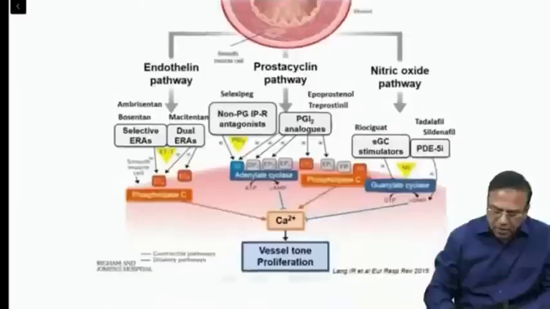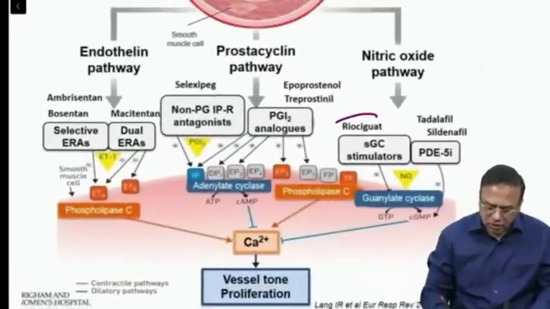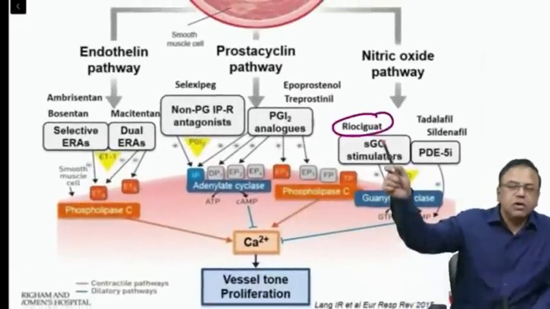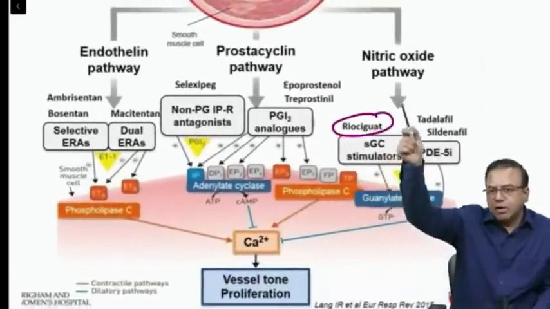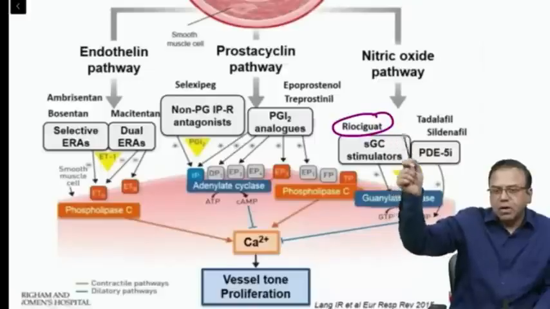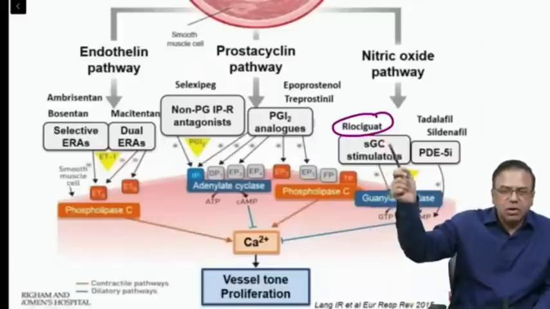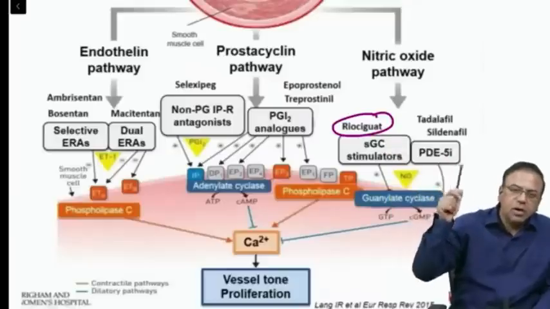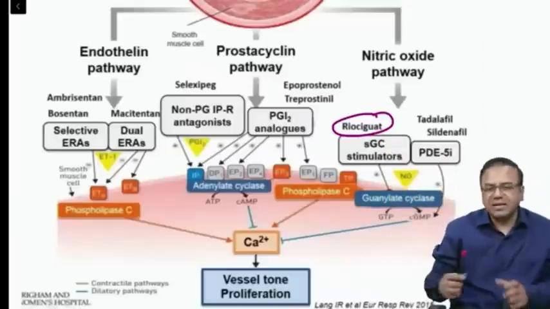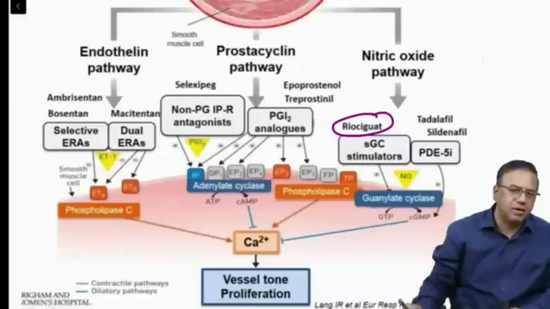If you look at the treatment, the only new drug that is supposed to be showing a lot of discussion is riociguat. It might be asked in the exam. It's working on the nitric oxide pathway. It is nothing but a soluble guanylate cyclase stimulator, riociguat. It is supposed to help in relaxing the vessel and reducing the pulmonary hypertension.